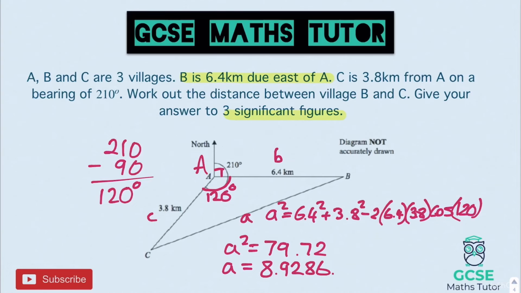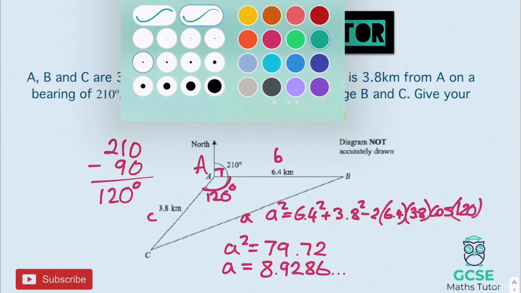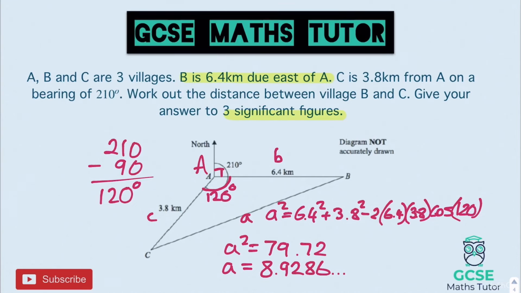There we go, and a few more decimals, but that's to 5 significant figures. So I want to round this now to 3 significant figures like it asks us in the question. Let's have a look. We'll chop it after the 2, and that's going to become 8.93. And again, in the context of the question, that is kilometres. There we go, so 8.93 kilometres there, and we'll highlight that up as our final answer, and that is the end of that.